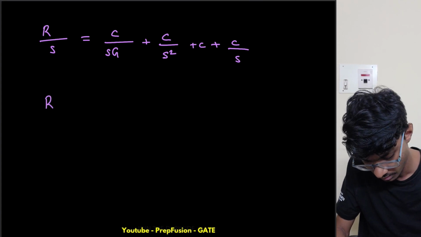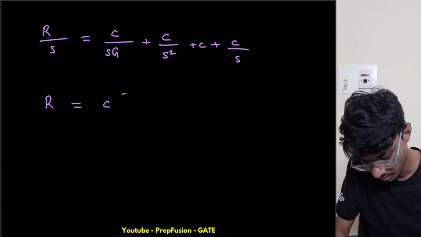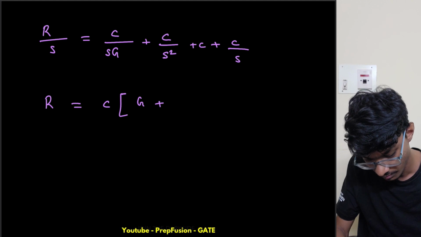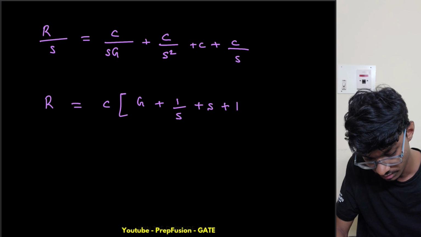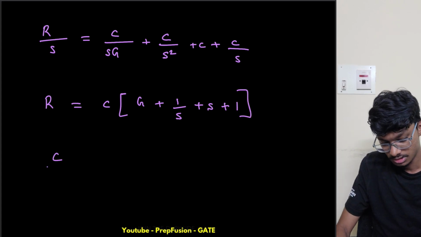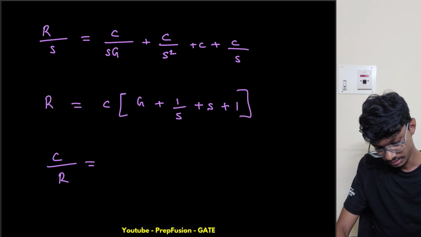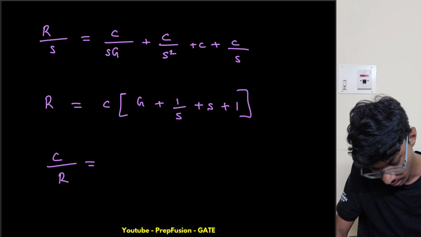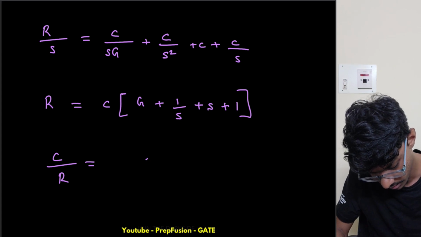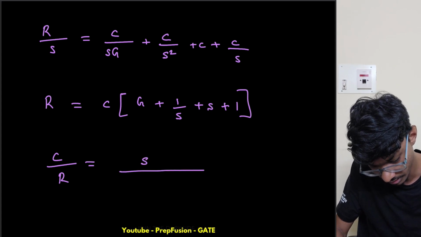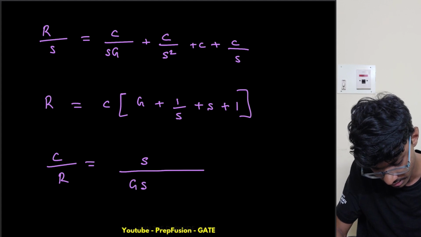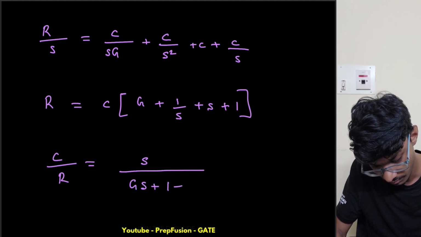This is R only, and I will multiply S right now. So S, so C I will take common. This becomes G plus 1 by S plus S plus 1. Okay, so C by R equals to, simply if I divide this, right? So yeah, again if I cross multiply this, so this becomes S is on the numerator, and we have G times S plus 1 plus S square plus S again.